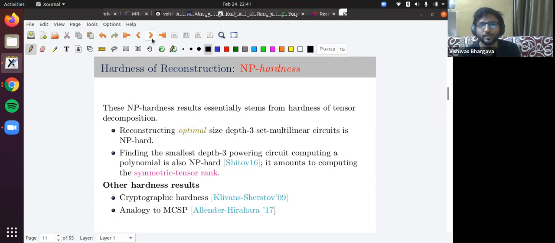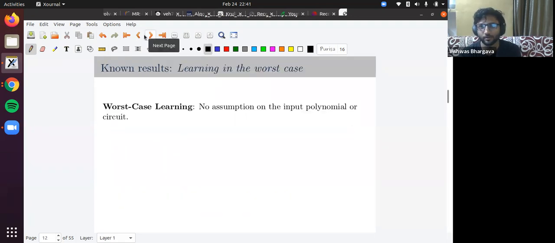Okay, but despite all these hardness results, there has been quite a bit of progress. There are a lot of known results and special classes for which reconstruction algorithms are known. Let's just focus on worst case learning. What do I mean by worst case learning? I'll just tell you that the polynomial comes from a circuit class, and on top of that, I will have no additional assumption. This is what I refer to as worst case learning.